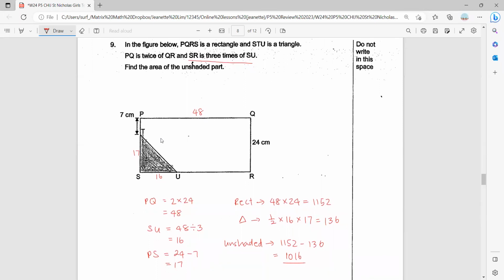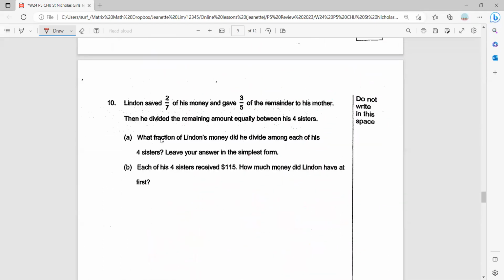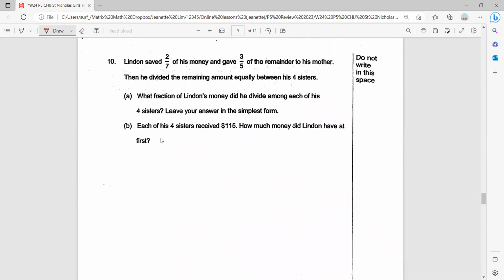Okay, question 10. Lyndon saved 2/7 of his money and gave 3/5 of the remainder to his mother. Then he divided the remaining amount equally between his 4 sisters. So part A, what fraction of Lyndon's money did he divide among each of his 4 sisters? Leave your answer in the simplest form.